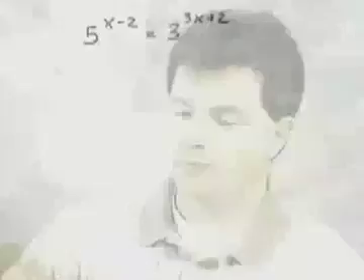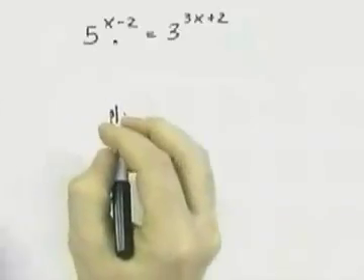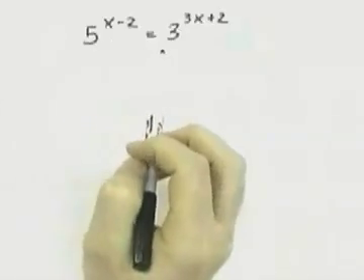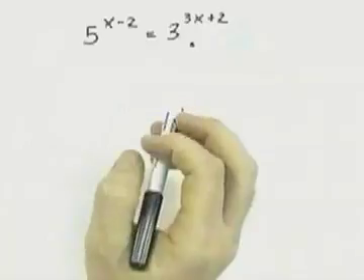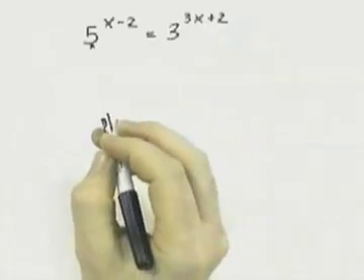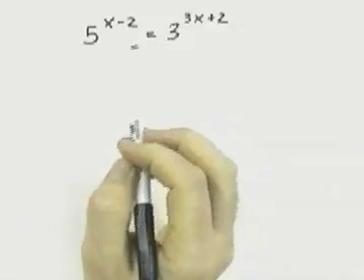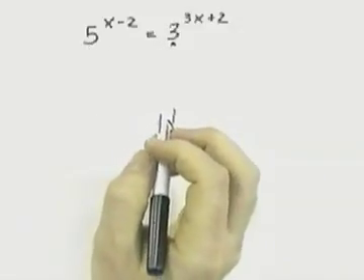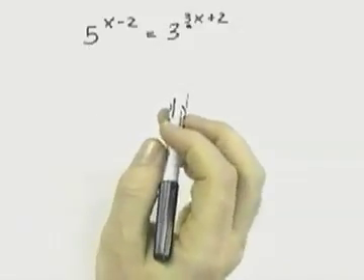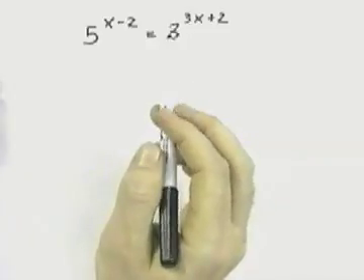Let's now solve one more exponential equation. We have 5 to the x minus 2 power equals 3 to the 3x plus 2 power. What we should notice first is that the bases are not equal to each other, nor can they be written so that they are equal to each other. Therefore, I cannot simply set the exponents equal to each other.